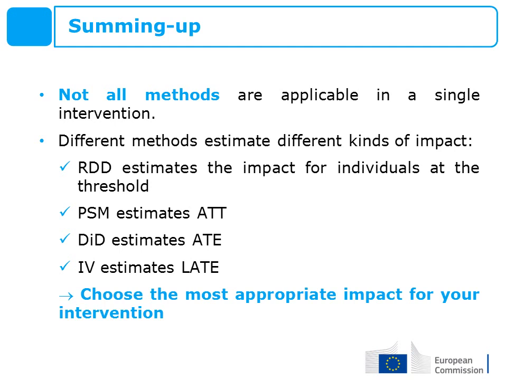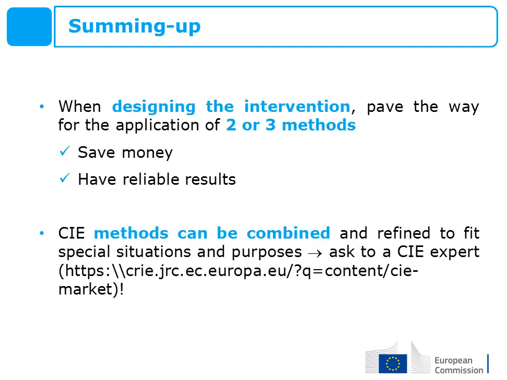Which impact do you need? Choose which impact you think it is most appropriate for your intervention. When designing the intervention, you should pave the way for the application of 2 or 3 methods with their associated impacts. In this way you will save money because you can plan the collection of the right data from the start and have reliable results because the intervention design is suitable for the application of the CRIE method.